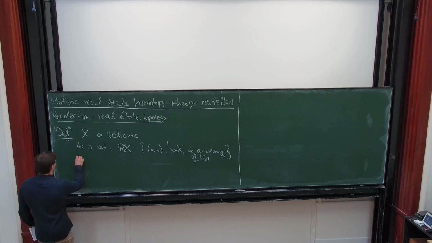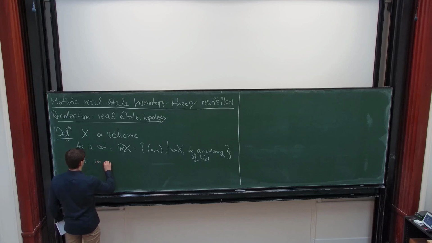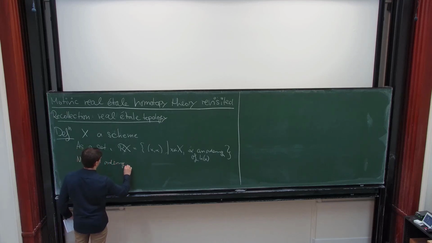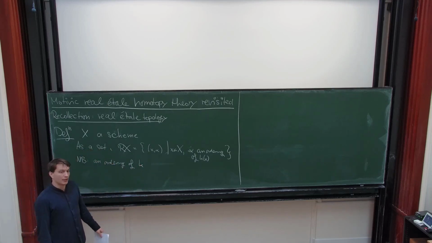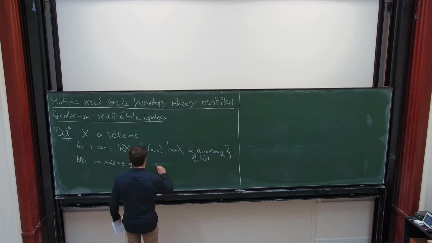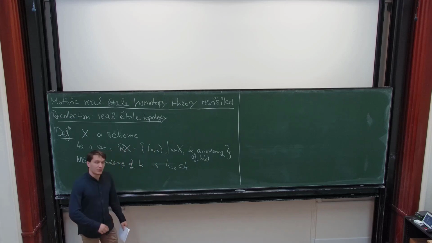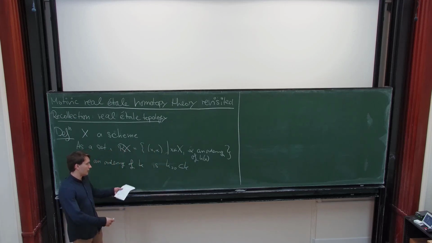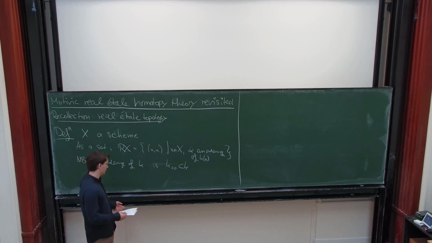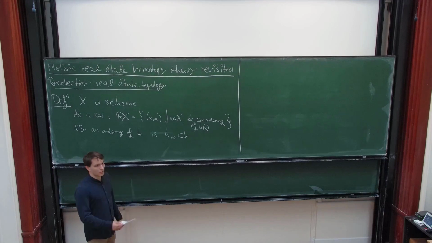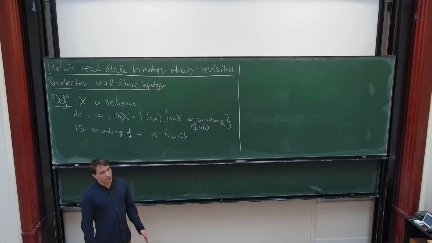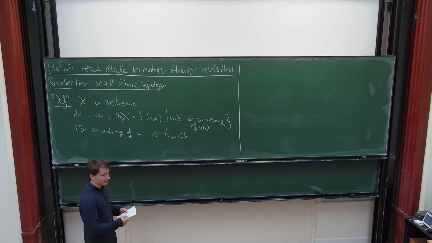And let me just remind you that an ordering of a field, what does that mean? Well, the data which you have to give me is, let's say, the set of non-negative elements. So it's the set K greater than or equal to 0 contained in K. And of course, then you will have to have some axioms, which I'm not going to write out. So, for example, every square should be non-negative. That's one of the typical axioms. And the sums of non-negative things are non-negative. The products of non-negative things are non-negative. Maybe that's all the axioms or not, I don't remember right now.